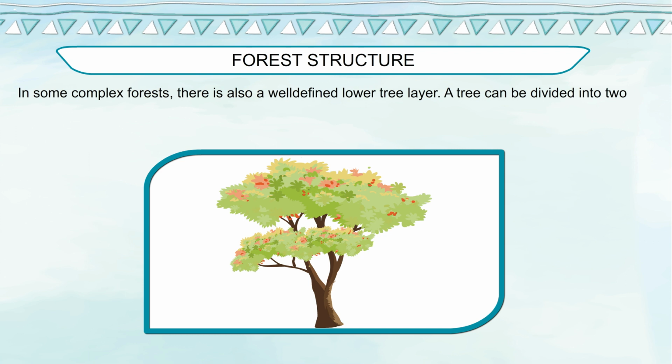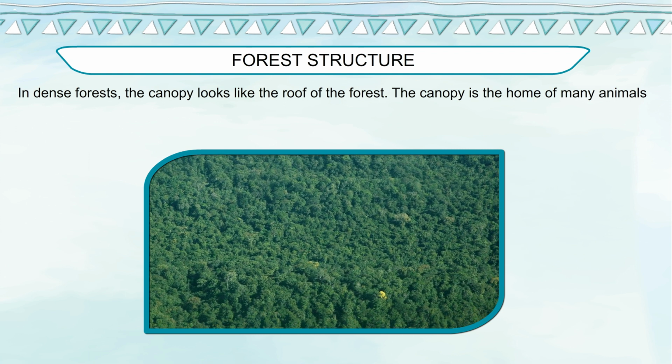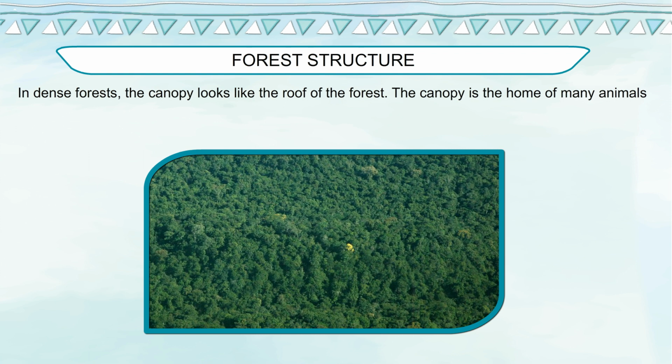A tree can be divided into two parts, trunk and branches. The branches of a tree make its crown. Crowns of several trees in the forest make the canopy. In dense forests, the canopy looks like the roof of the forest.